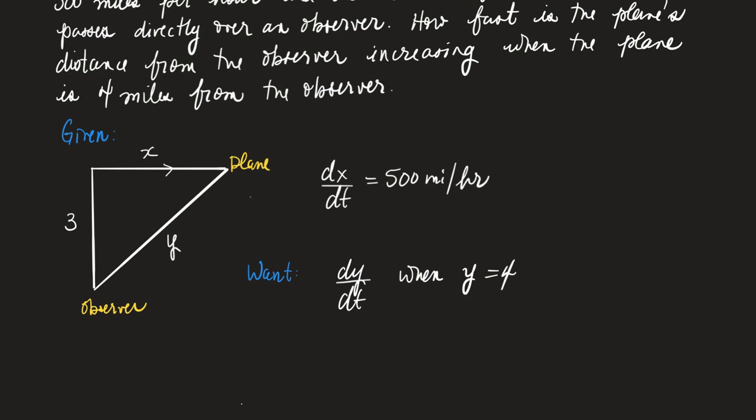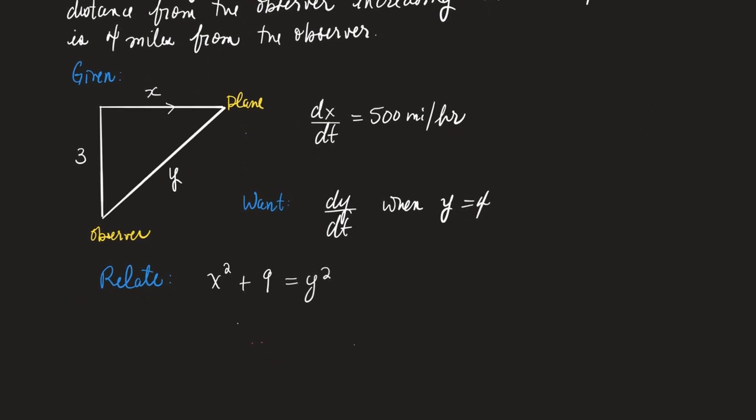So the next thing we should do is relate our variables. A good candidate for a theorem to use to relate these variables is the Pythagorean theorem, because I've got a right-angled triangle. So if I do that, I have x squared plus 3 squared, which is 9, is equal to y squared. So the next thing I want to do is differentiate, and we're differentiating implicitly with respect to time. So we get 2x dx by dt. Derivative of 9 is 0. And that's equal to 2y dy by dt.